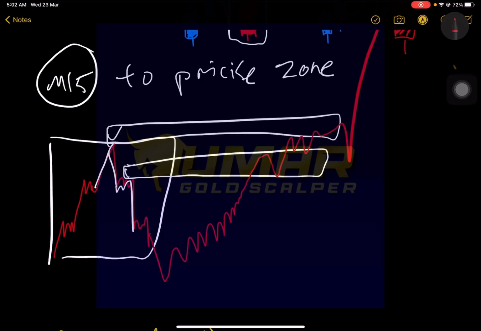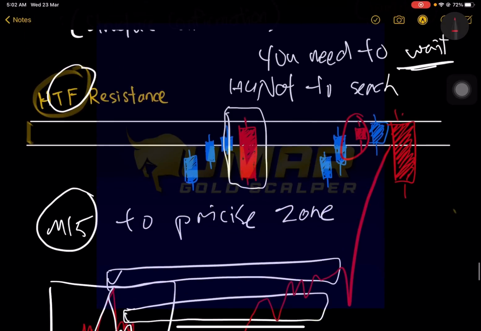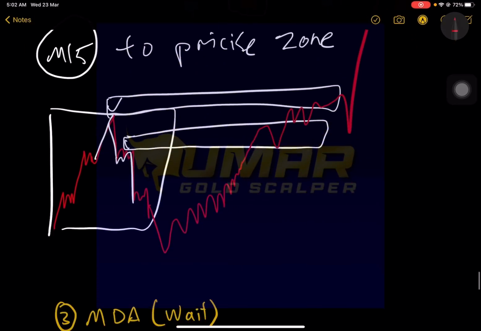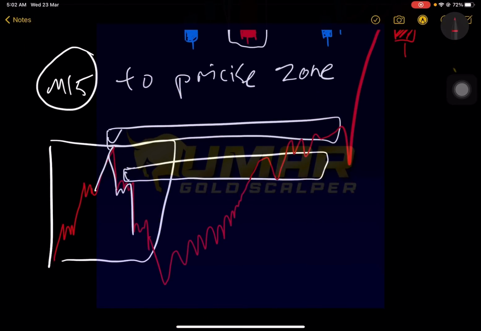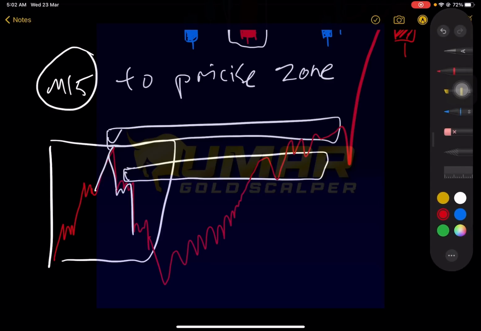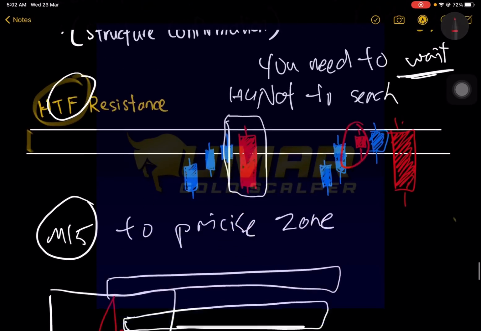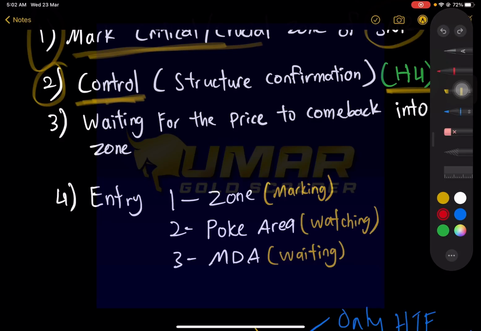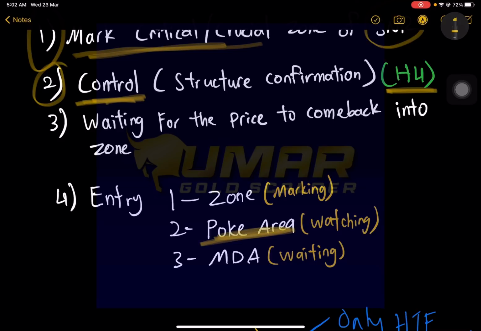Why did it fail? Because for me, this confirmation on H4 and precise on M15 is not enough. We must need another confirmation. So for that, we will use these two powerful things, which are the poke area and MDA. So what is poke area and MDA? I'll explain it.